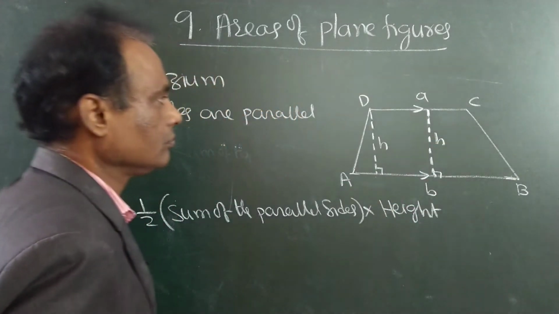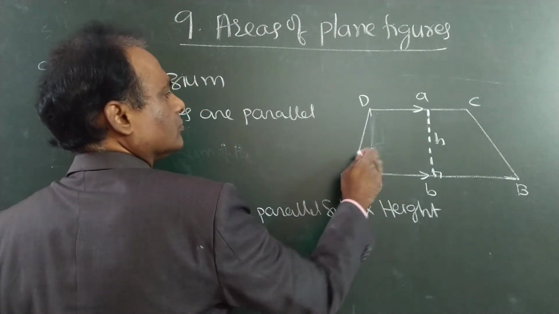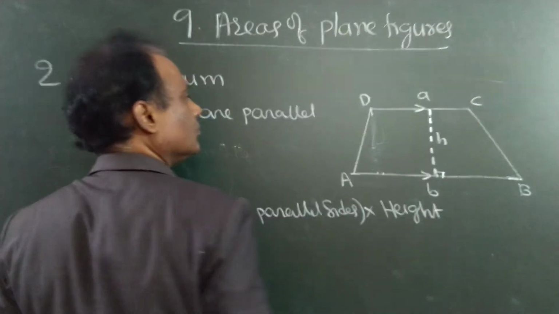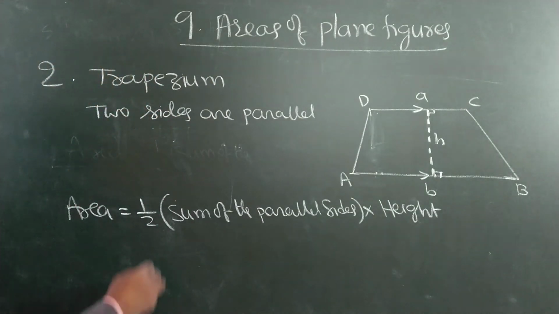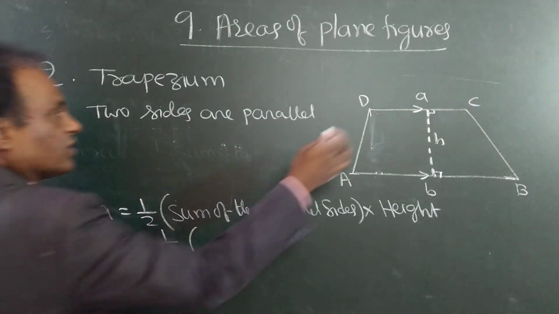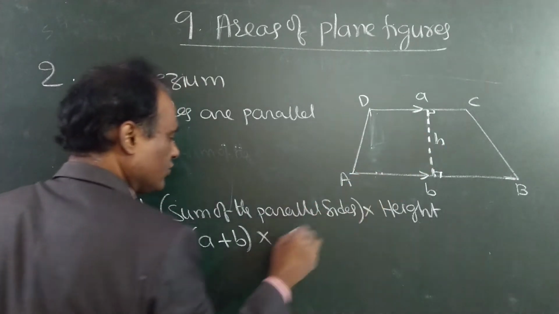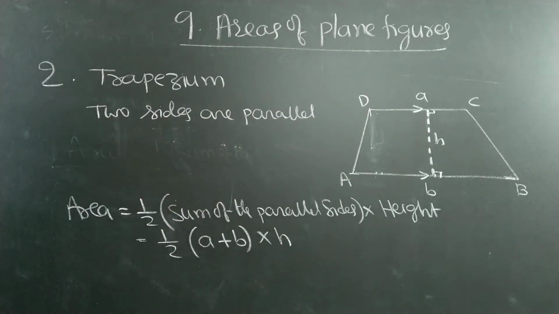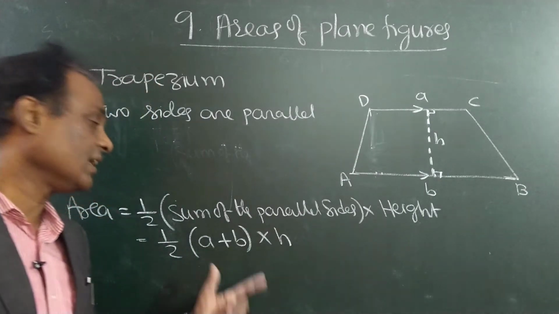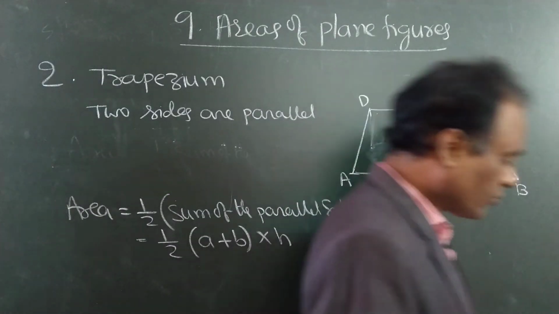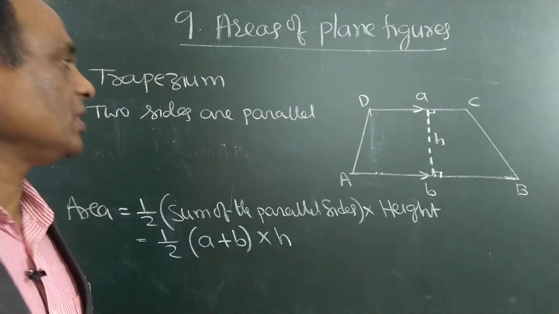H. You can take any one. So half into, suppose this side is A, this side is B, into say height is H. So this is the formula for area of trapezium. What is the area of trapezium? Half sum of the two parallel sides into height. Remember this formula. So we may use it in solving our problems. Write this formula. And that is the shape of the trapezium.